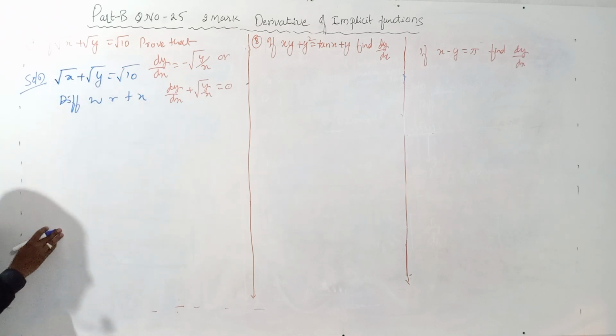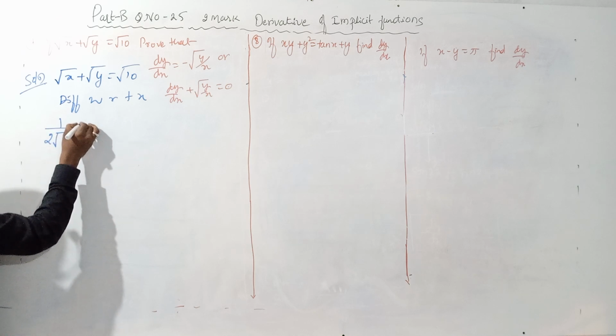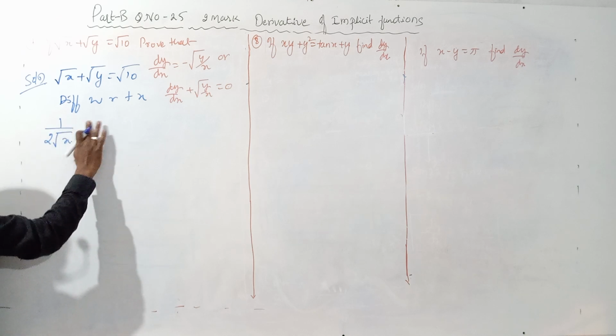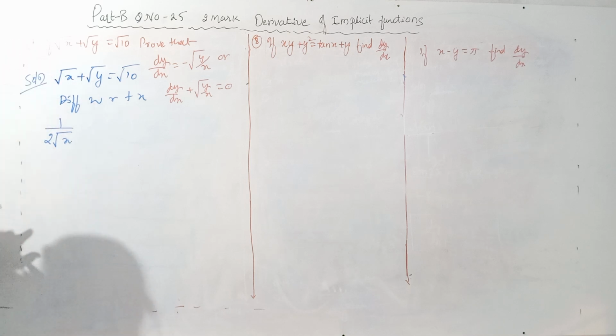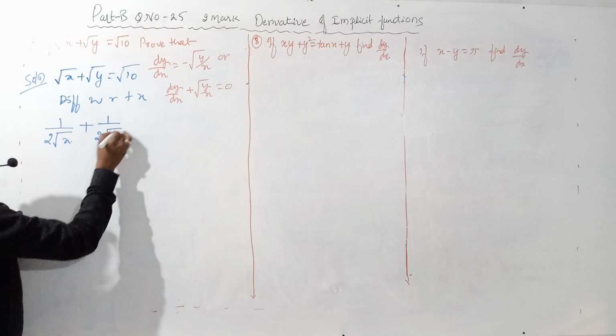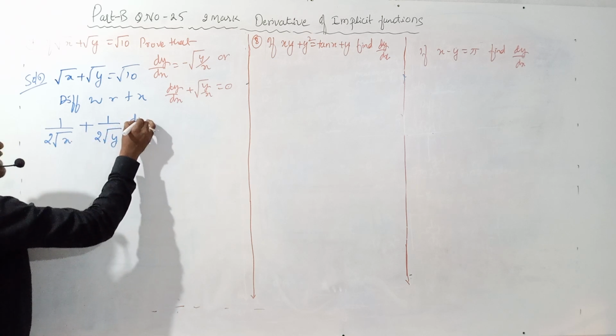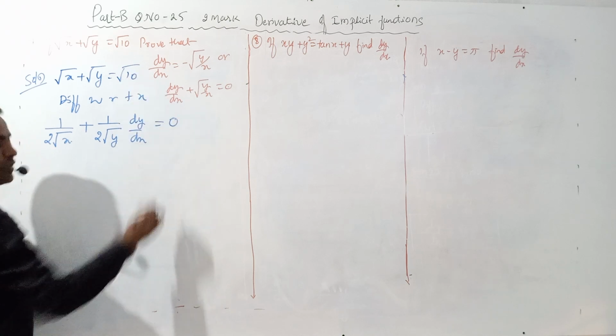Derivative of root x is 1 by 2 root x. Then derivative of x is 1, that we are not writing. In the same manner, derivative of root y is 1 by 2 root y. Then derivative of y is dy by dx. Derivative of root 10, it is a constant, is 0.